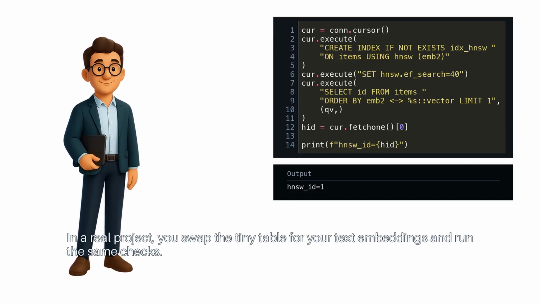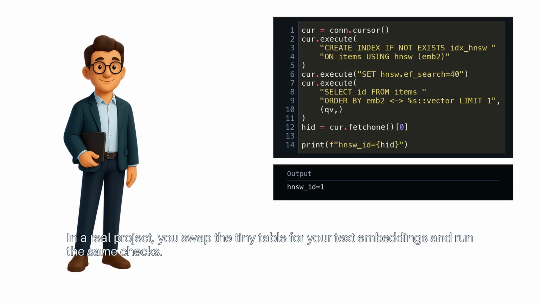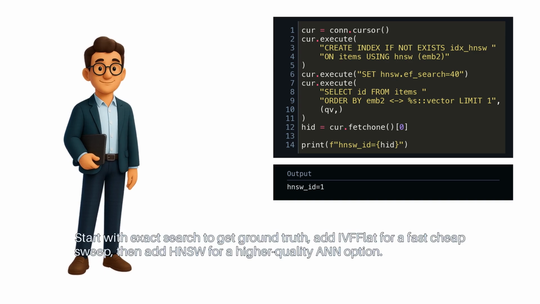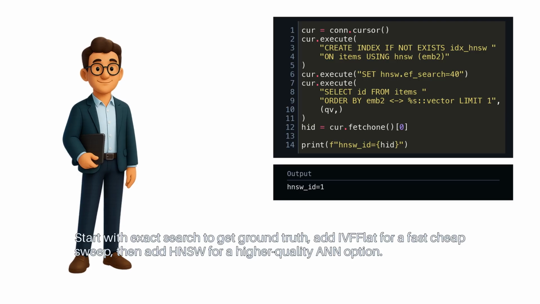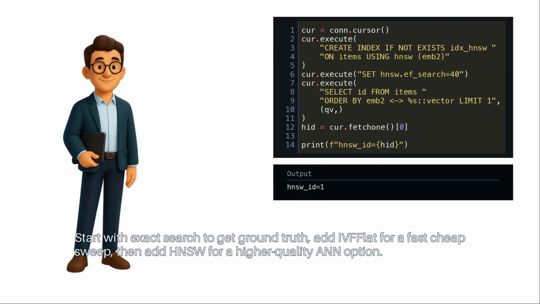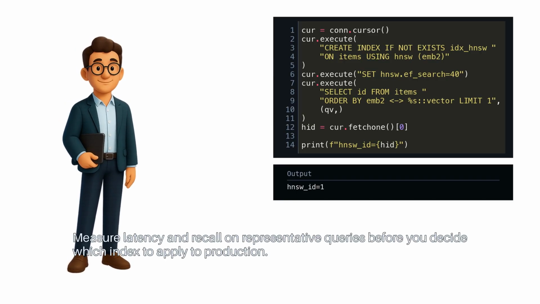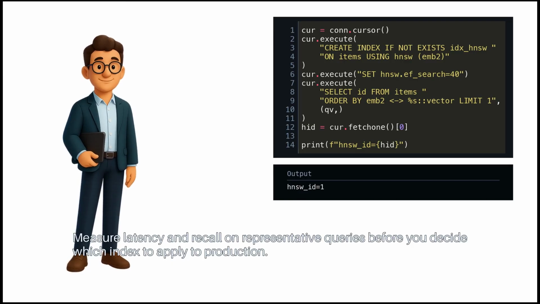In a real project, you swap the tiny table for your text embeddings and run the same checks. Start with exact search to get ground truth. Add IVFFlat for a fast, cheap sweep. Then add HNSW for a higher quality ANN option. Measure latency and recall on representative queries before you decide which index to apply to production.